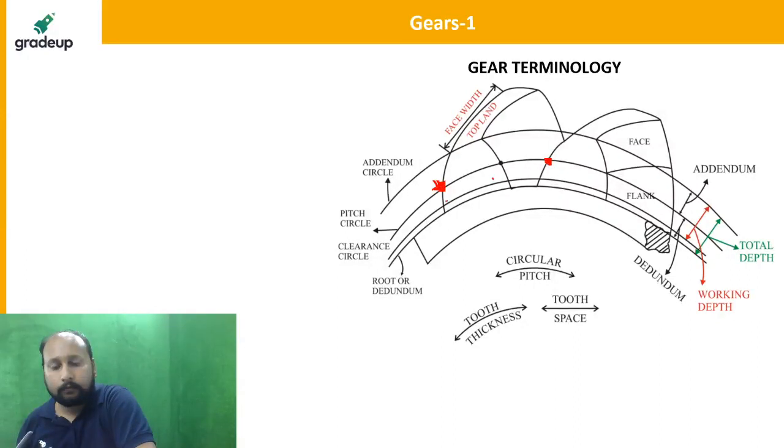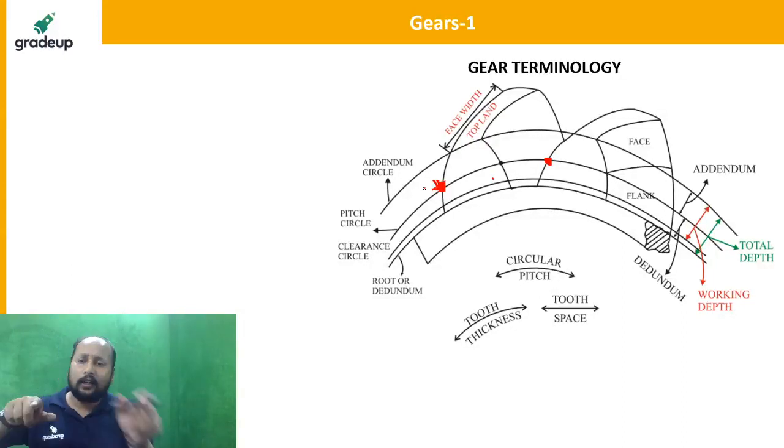Any shortcut to remind? There is no shortcut, it's very basic. The topmost portion of the gear is called addendum, the bottommost is called dedendum. The pitch circle is the imaginary circle at which there is pure rolling criteria.